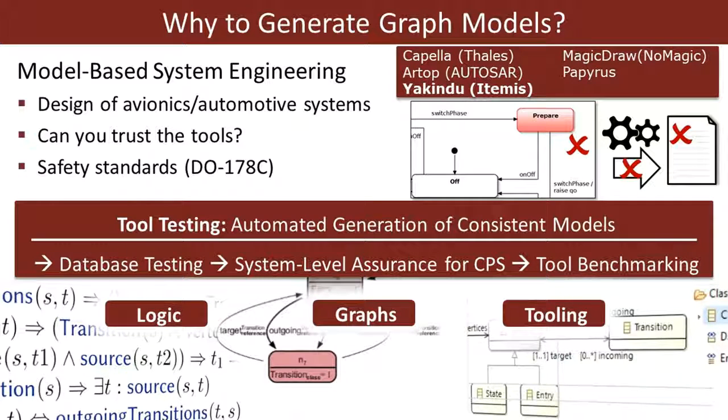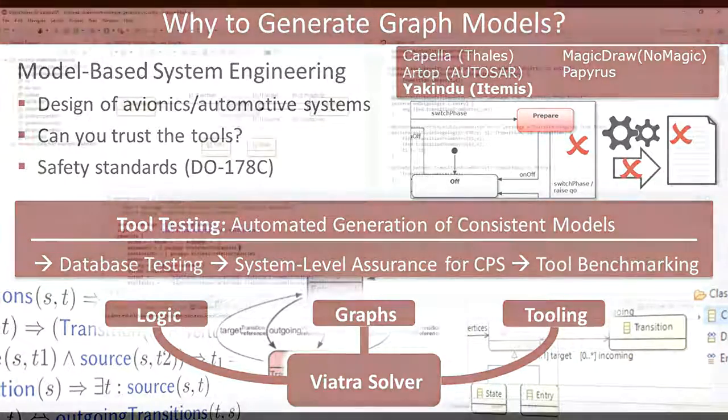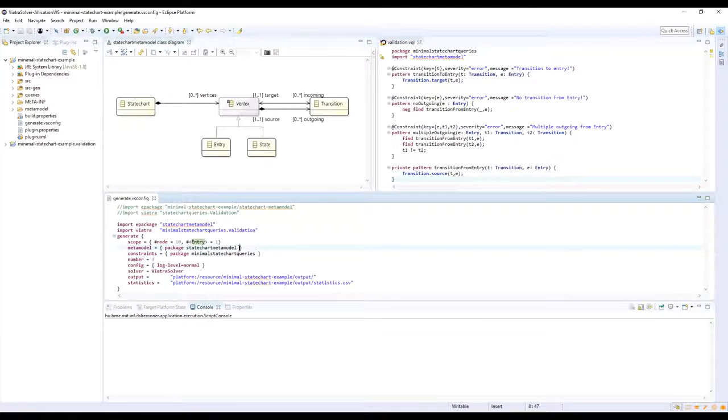Automated generation of consistent models is a challenging task, which necessitates the use of complex logic solvers, graph algorithms, and tight tool integration with the underlying modeling environment. VIATRA Solver is a graph generation framework that can automatically derive consistent graphs with just one click of a button. We shall now demonstrate how the model generator is used, including its various inputs and outputs.